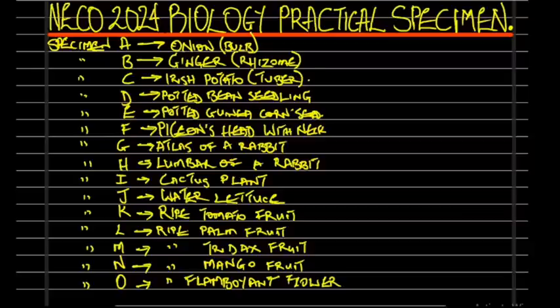So these are the things that we were told to get for the 2024 biology practical specimen. So we'll be picking all of these specimens one after the other, explaining a few things about all of them, as well as showing us some pictures to buttress all of our points as we discuss them one after the other. So we'll move straight into explaining them now, starting with specimen A. So let's move straight in. Specimen A now. So what do we have to say about specimen A?